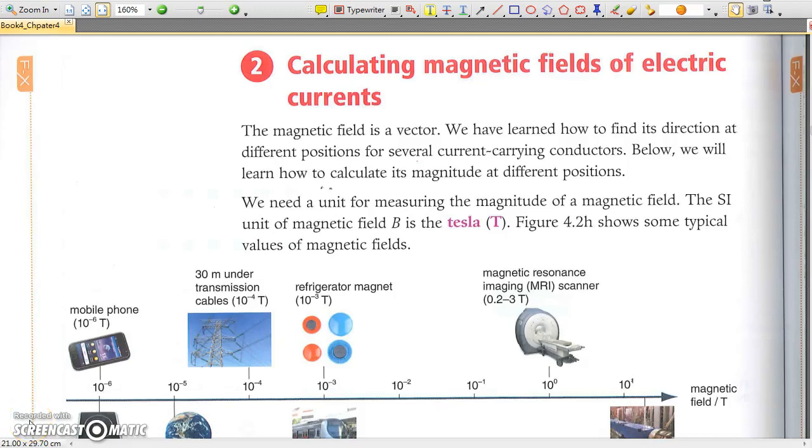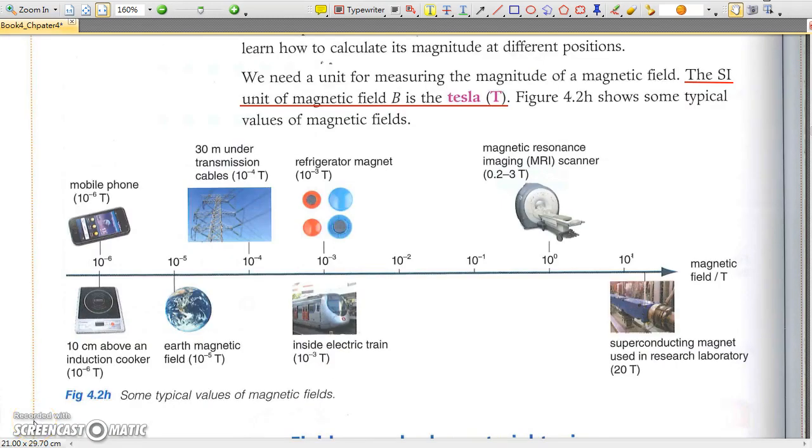Part 2. Calculating magnetic fields of electric currents. Now we know how to find the direction of the magnetic field produced by different current configurations, and we will learn how to find its magnitude, which is also called field strength, or simply field for short. The SI unit of magnetic field is the Tesla. Below are some of the orders of magnitude of common magnetic fields.